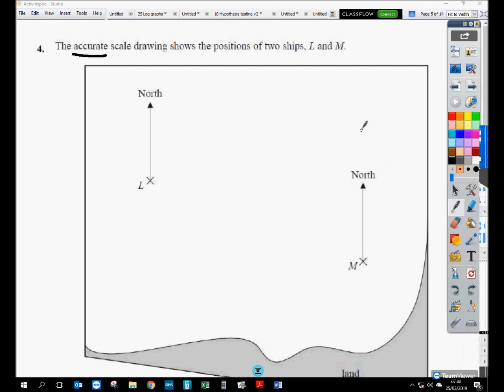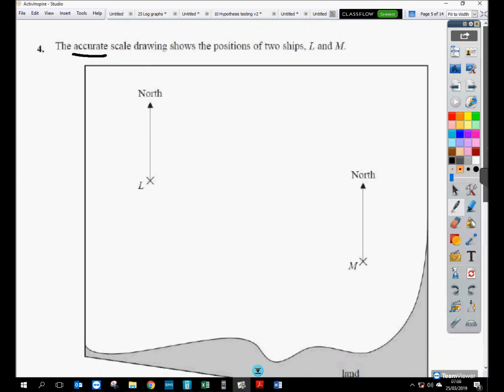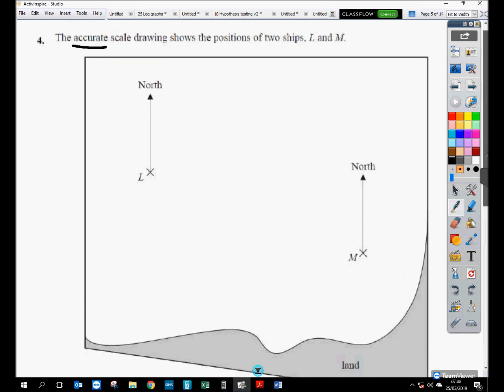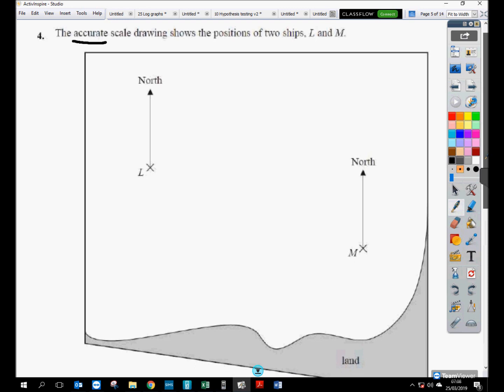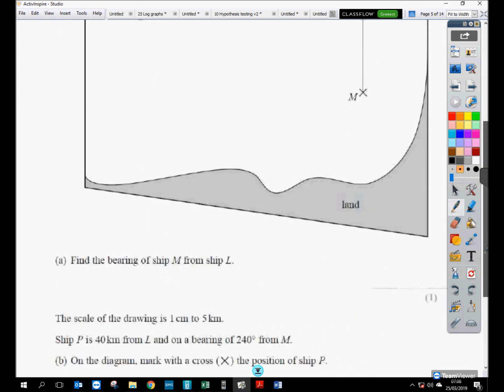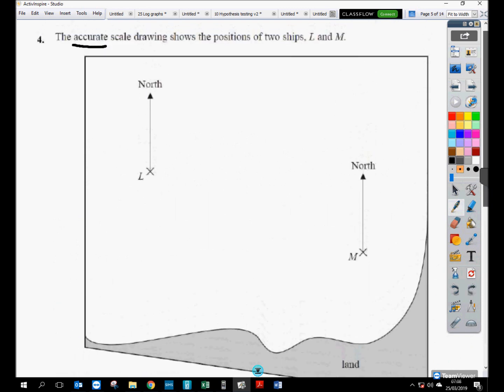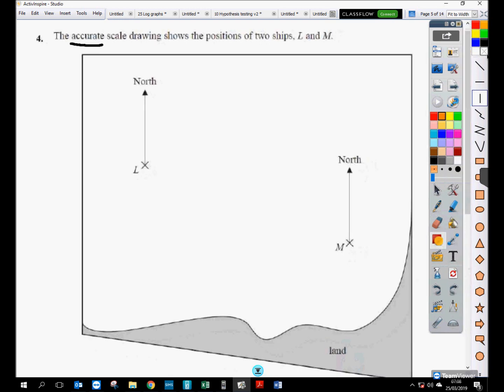Okay, next question. Bearings. Now, it tells you at the top, the accurate scale drawing shows the positions of ships L and M. So the word accurate means we'll be able to measure maybe some angles on this. So find the bearing of ship M from ship L. Where it says from ship L, that means you do need to start at L, because it's from L.